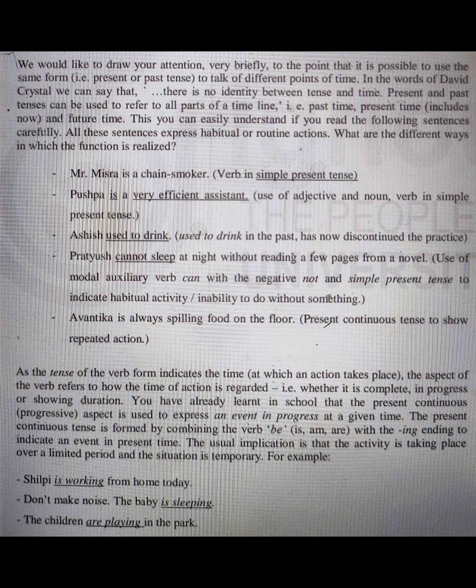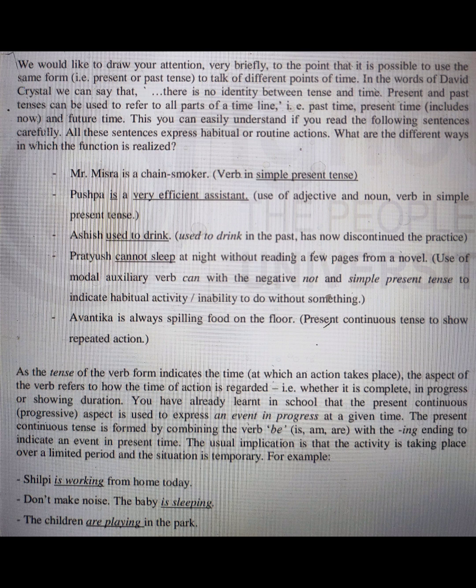Use of modal auxiliary verb can with the negative not and simple present tense to indicate habitual activity, inability to do without something. Avantika is always spilling food on the floor. Present continuous tense to show repeated action.